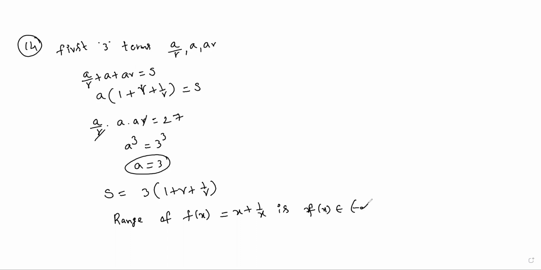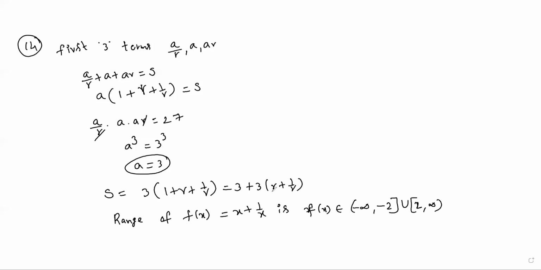This is minus infinity comma minus 2 close interval union 2 comma infinity. Here we can simplify, still it is easy. 3 into 3 multiply inside, plus 3 into what we can take? R plus 1 by R. This will come in functions. When the function is in this form, then the range of that function is always fixed: minus infinity comma minus 2 union 2 to infinity.